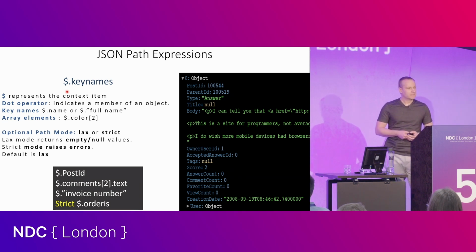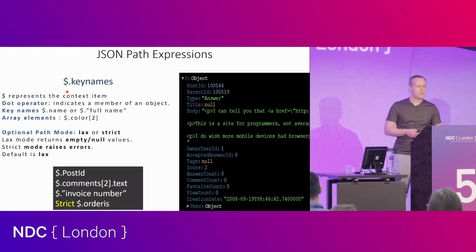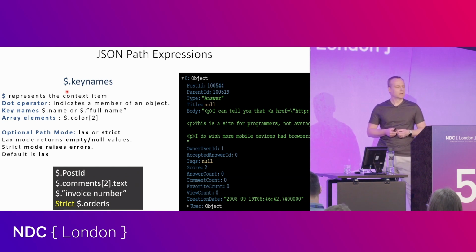You can have array elements. And there are two types of path modes in the JSON documents in SQL Server. One is lax, which is the default mode. The other one is strict. So you don't really need to define it, but as I said before, lax is the default one.